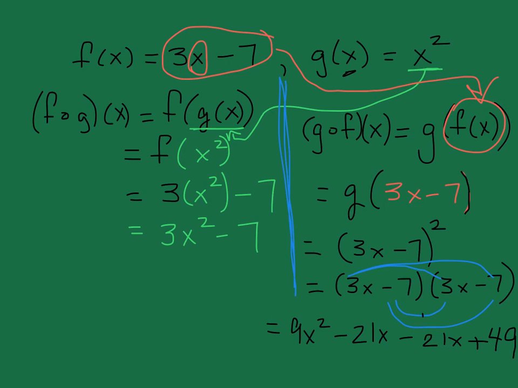Now the only thing left to do is combine the like terms. And the like terms that we have here are negative 21x twice. So that will give us a final result for this composition of functions, 9x squared minus 42x plus 49. I really hope this helps.